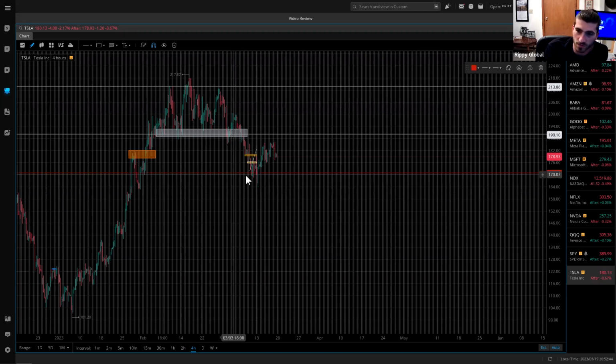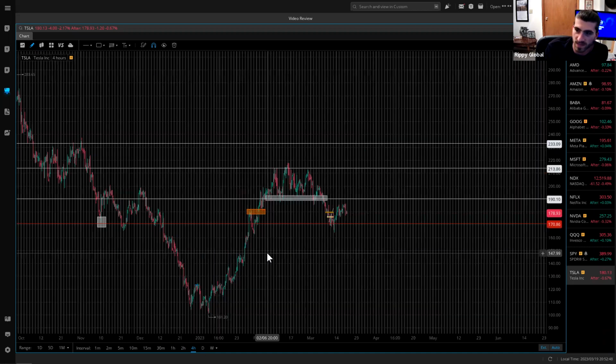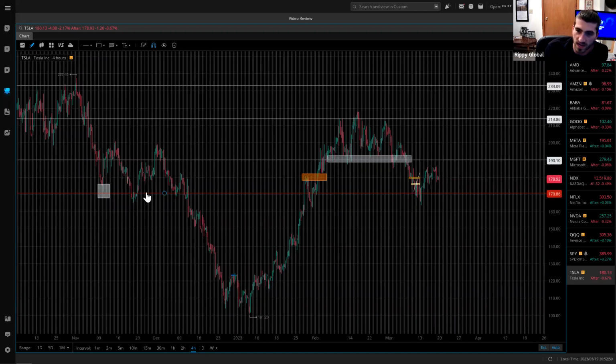This 170 a share is holding buyers. If we wicked below, we came right back up. And historically, that 170 a share, anywhere from 165 to 170, there's buyers. Tesla, we know how volatile this is. Buyers come in and it just makes everything go crazy.